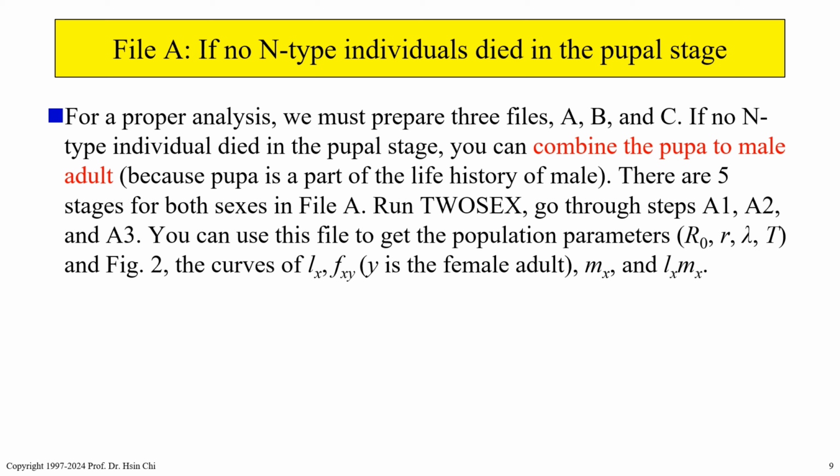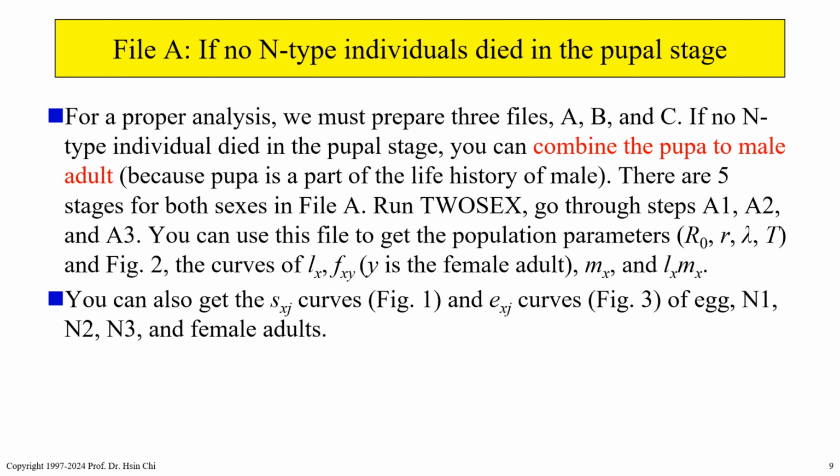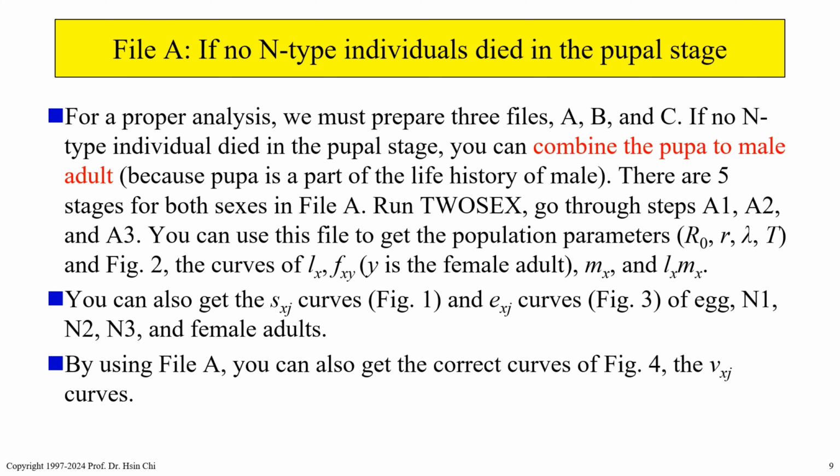Run TWOSEX. Go through steps A1, A2, and A3. You can use this file to get the population parameters R0, r, lambda, T, and fig2, the curves of lx, fxy, where y is the female adult, mx, and lxmx. You can also get the sxj curves, fig1, and the exj curves, fig3, of egg, N1, N2, N3, and female adults. By using file A, you can also get the correct curves of fig4, the vxj curves. But the vxj values of egg, N1, N2, and N3 include male individuals, as it is in all TWOSEX cohorts.